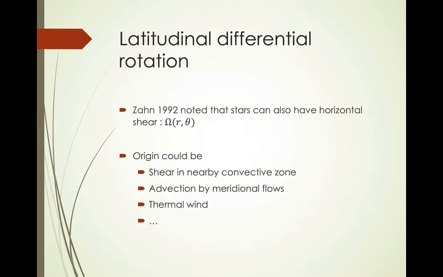Now, he noted that stars can also have horizontal shear, so the rotation profile omega is a function of both radius and latitude, or here, colatitude. Now, the origin of the horizontal shear can be due to several processes. It can either be due to shear in nearby convective zones, to advection by meridional flows, to thermal wind balance, and in fact, all of these are somewhat related to one another.